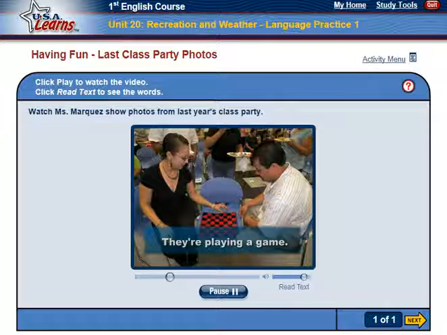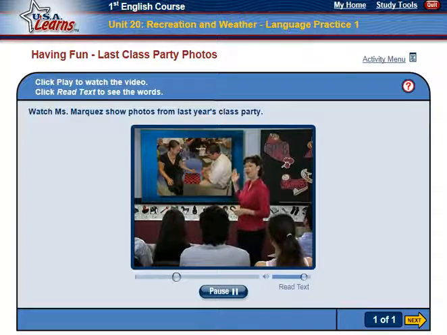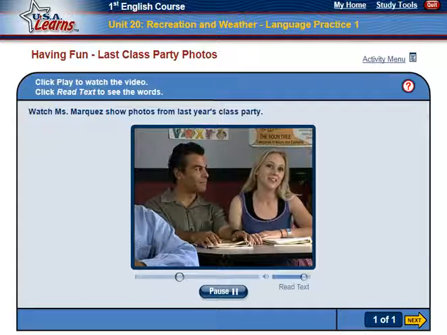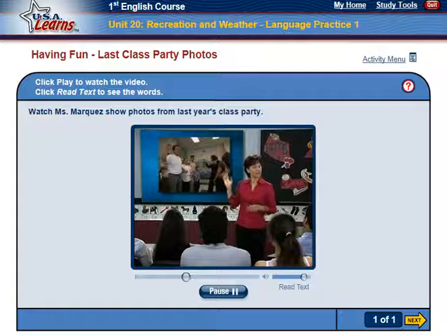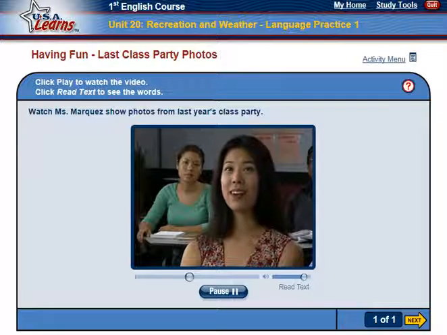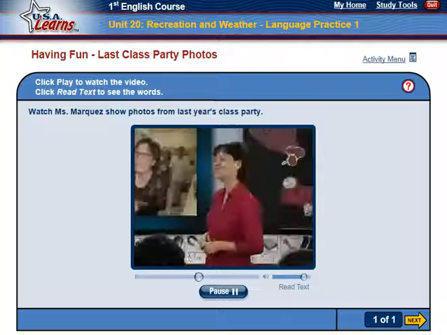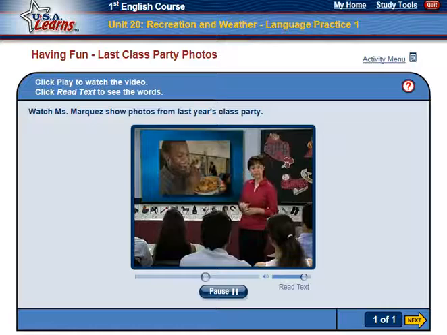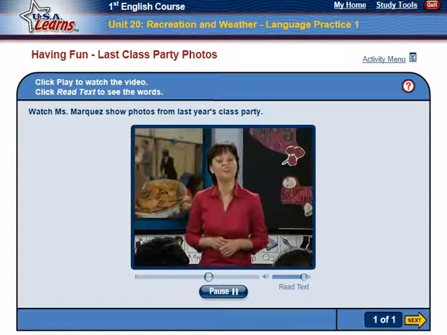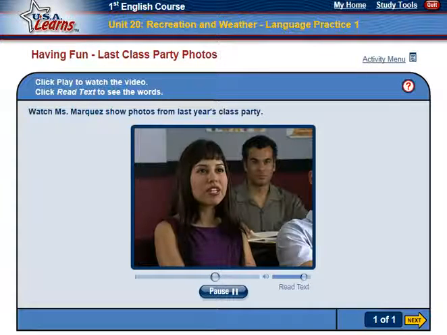Let's talk about the pictures. Elena, are they playing a game? Yes, they are. Right, they're playing a game. Lynn, are they eating? No, they're not. They're dancing. Xinjun, what am I doing in this picture? You're laughing. Right, I'm laughing because I'm happy. Sabina, what is he doing? He's eating some chips. Right. What is she doing, Celia? She's drinking soda. Yes, she's drinking soda.